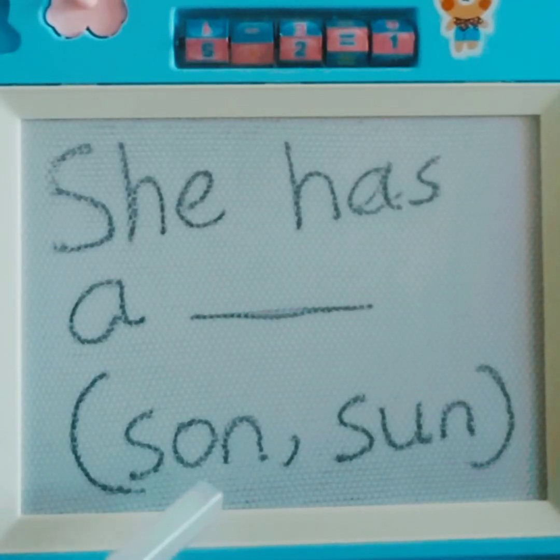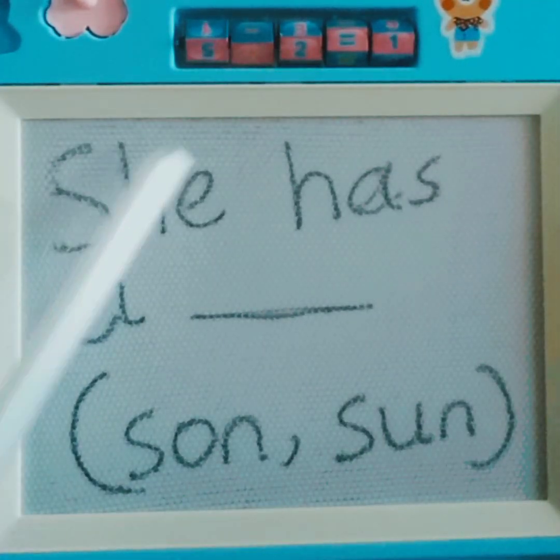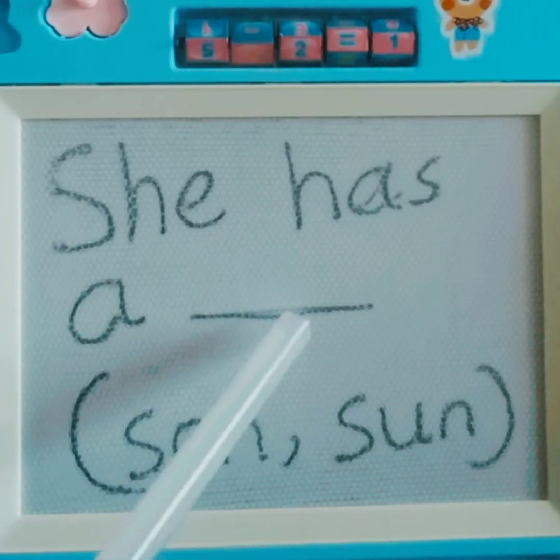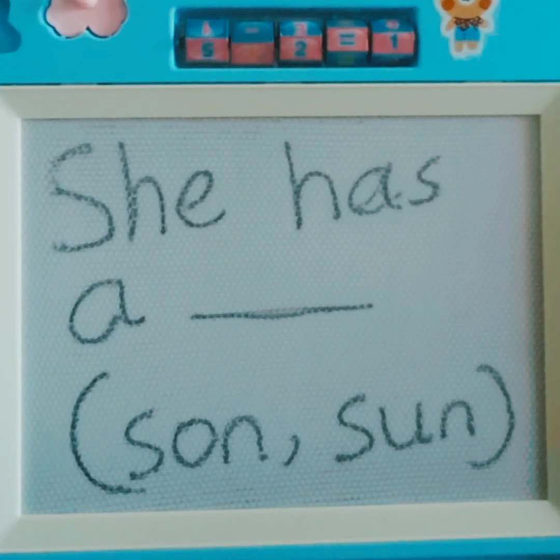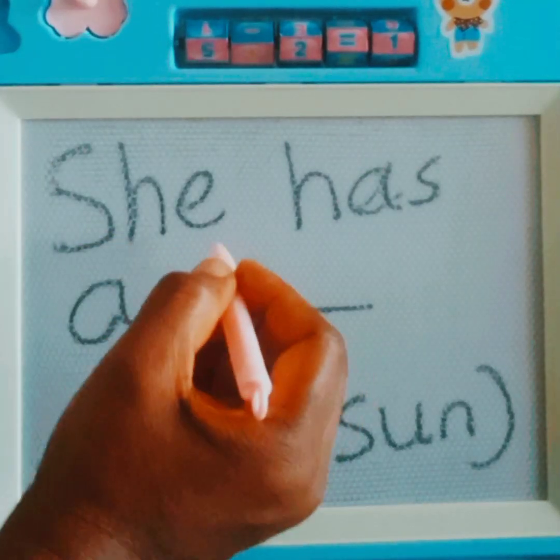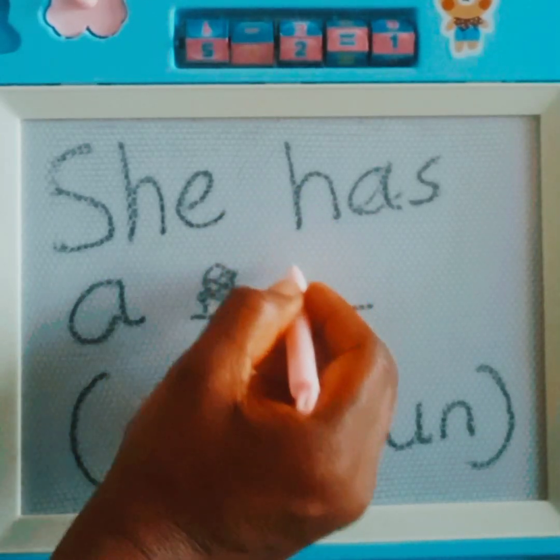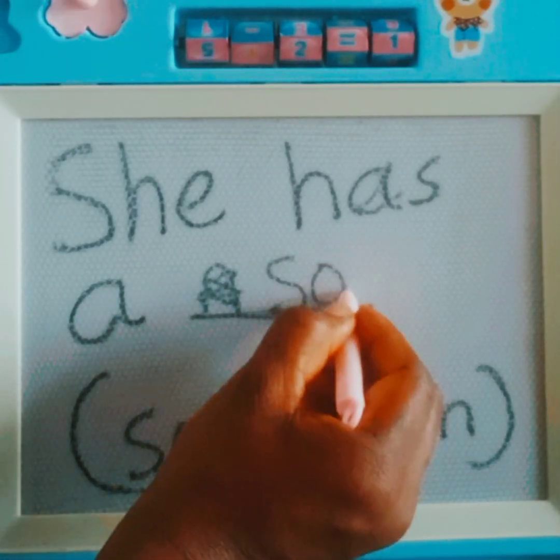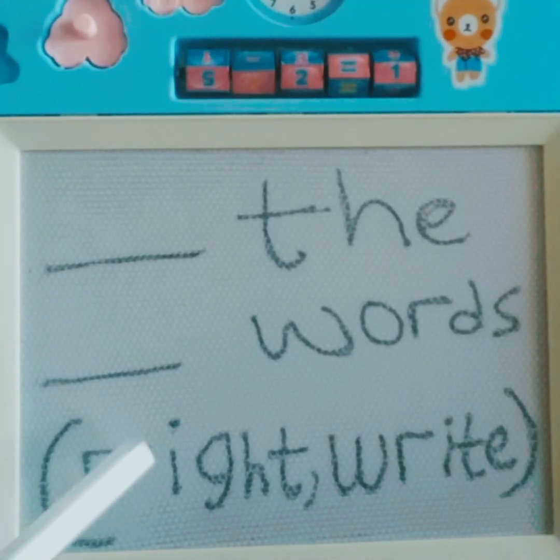This is another homophone. This is son, S-O-N. And this is sun, S-U-N. She has a son. Which of these should be here? The answer is S-O-N, son, a male child, a boy or a man.